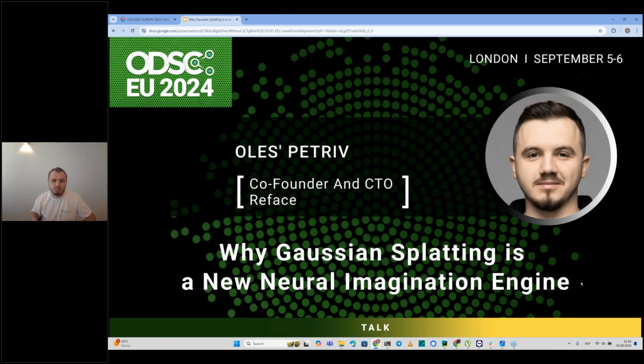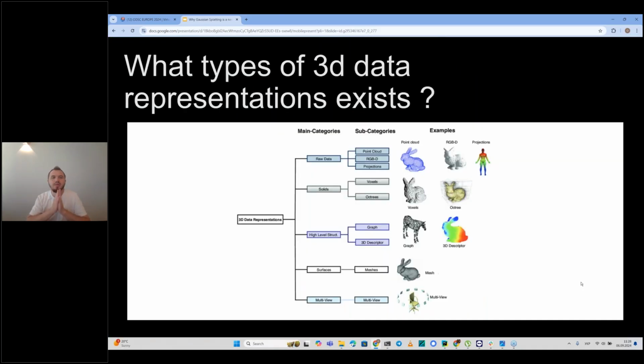My talk is why Gaussian Splatting is a new neural imagination engine. Some abstract words, but let's try to break it down, and let's start with what types of 3D data representation exist.